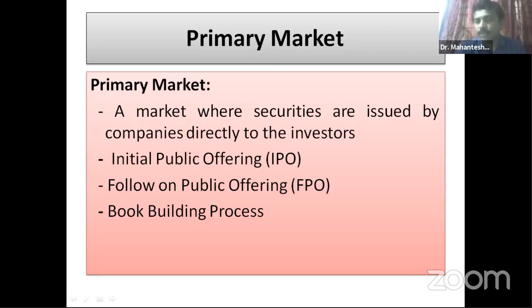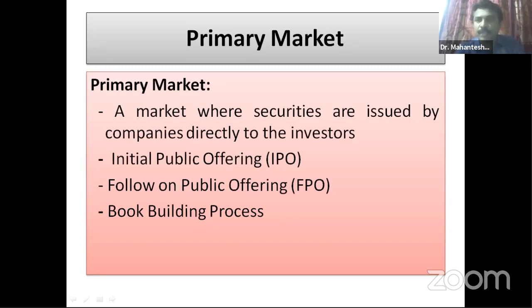Then once the window period is closed, the company, with the help of the merchant bankers to the issue, will see how many applications have come. Suppose there are 5 crore shares for sale. Whether the applications received are for 5 crores, more than 5 crores, or less than 5 crores is what is going to be seen. If the demand or the applications are for less than 5 crores, then it is called undersubscription. The issue is undersubscribed.